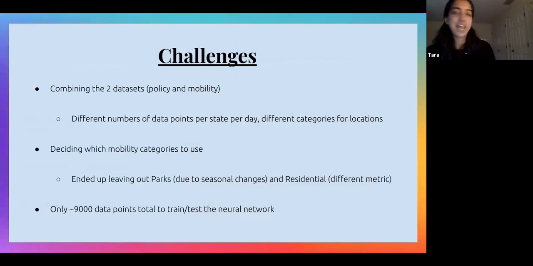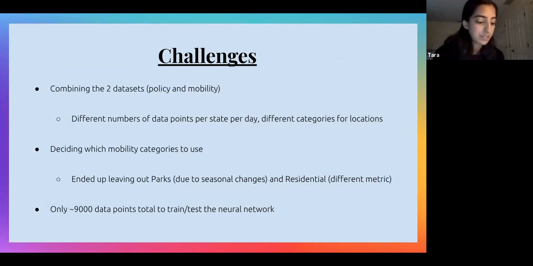So some challenges I had when working on this project were combining the policy and mobility data sets in order to run the neural network, because they had vastly different numbers of data points per state per day. And the mobility data set also had data for specific regions within each state, which the policy data did not. And I ended up having to average out all the data for each state and its regions for each day in the mobility data in order to reduce it down to have the same amount of points as the policy data, and only then I could join the two data sets.